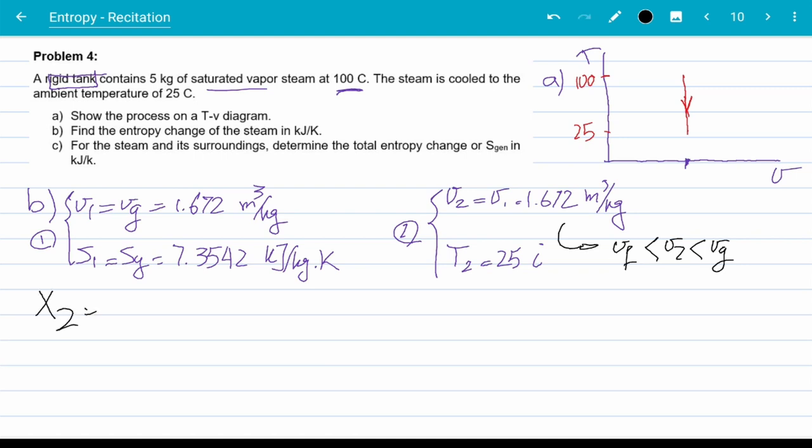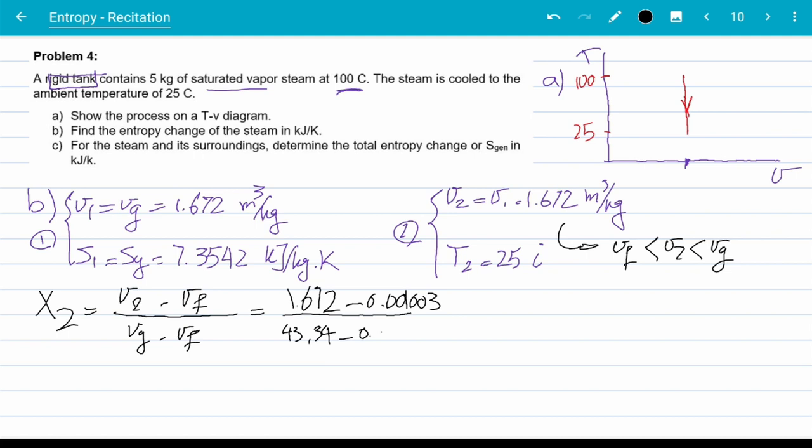x2 is v2 minus v_f over v_g minus v_f at 25 degrees Celsius. So read the numbers from the tables. Get 1.672 minus 0.001003 over 43.34 minus 0.001003, which gives us x2 is 0.0385. So this is the quality.